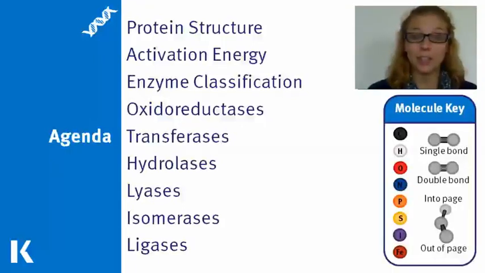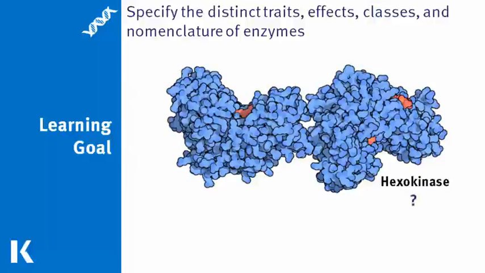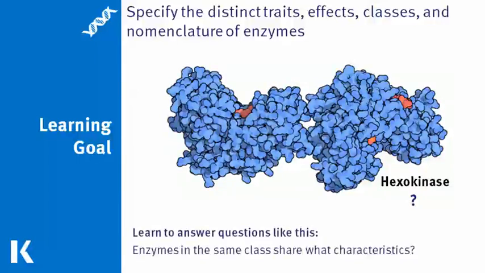On the right side of your screen, you'll see a molecule key. We'll follow this key throughout the video, and I'll remind you of any atoms or bonds of note. The main aim of this video is to familiarize you with the different types of enzymes and their corresponding characteristics. That way, you should be able to see the name of an enzyme, like hexokinase, and deduce certain characteristics about the enzyme itself. So by the end of this video, you should be able to answer questions like the one at the bottom of your screen that ask about common characteristics of certain groups of enzymes.